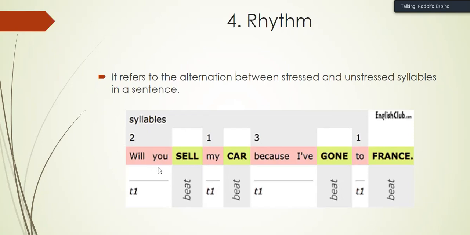Okay, if you hear a native speaker reading this sentence, I'm sure that these words in yellow are the ones that you will hear more clearly. I'll say, for example, it would sound something like, "will you... sell my car... gone to France." The other words are not important. That's pretty much what you hear when you hear somebody speaking English. So the other words are kind of not important in the sentence. That makes the English rhythm different from Spanish.